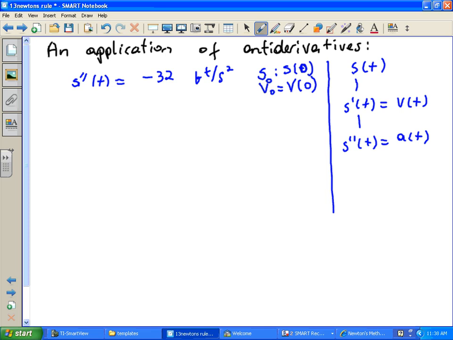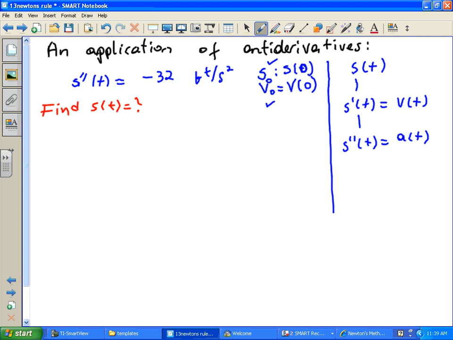Suppose we also know that the initial height is s sub 0, and suppose that the initial velocity is v sub 0. Suppose we know those. Suppose those are constants. The question is, what is s of t? Find s of t from this information. Find the distance function if all you know is the gravitational force upon that object. In this case, the gravitational force is negative 32. In other words, the acceleration is negative 32 feet per second squared.